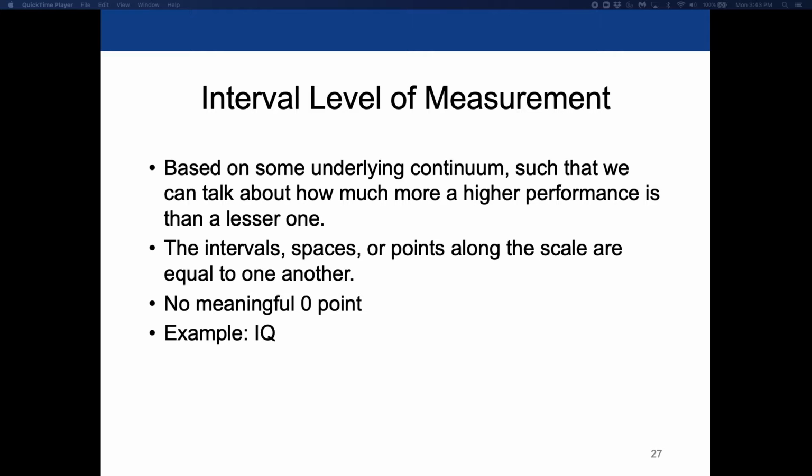An example of this is IQ. When we measure IQ, we don't have a 0 level that makes sense. You can have low IQ, you can have high IQ. Importantly, each point on an IQ scale is equally measured out. 100 is higher than 99, which is higher than 98, which is higher than 97, at equal spacings. But there is no zero IQ with this form of measurement.